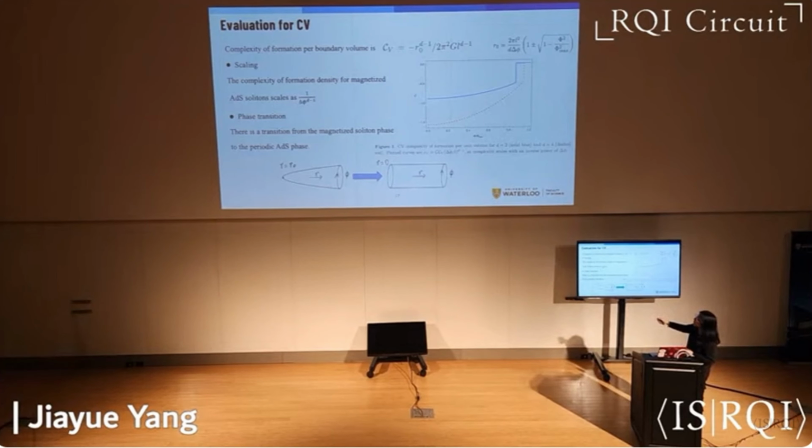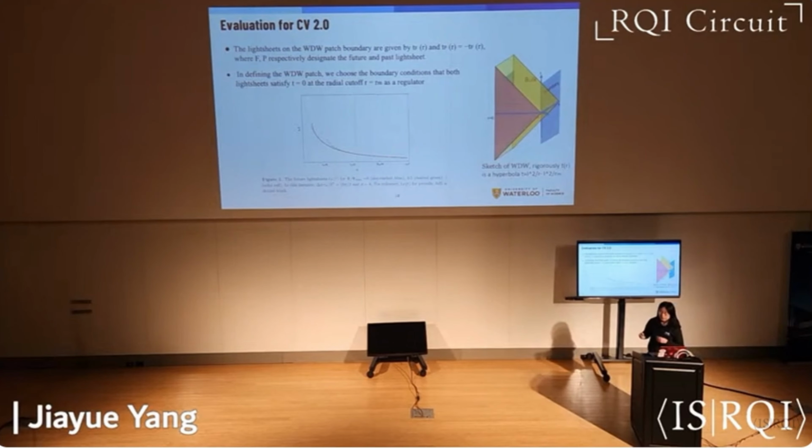If we plot this complexity, we get this diagram. It is a function of the Wilson line. When we increase the Wilson line, we find that there is a phase transition from this AdS soliton to the AdS case. For the CV version 2 and the CA conjecture, we need to find our Wheeler-DeWitt patch.